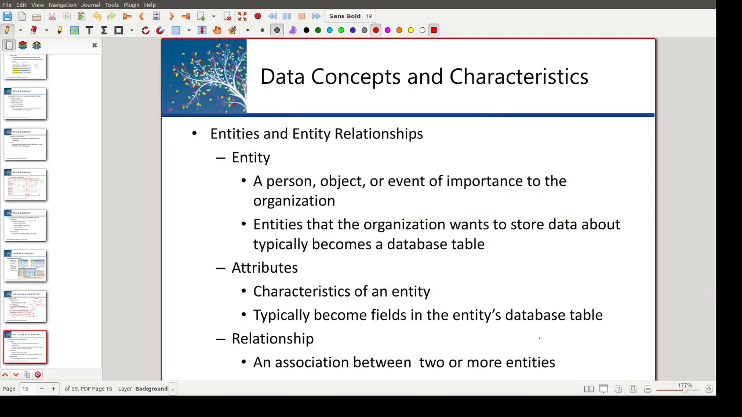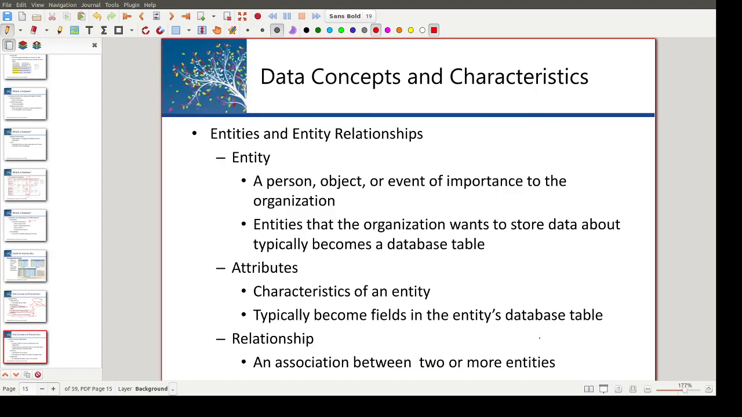Okay. So what are the entity and the entity relationships? If you have a table called student and a table called course, this is an entity and this is another entity, and every entity is described by its attributes. So what is an entity? An entity may be a person, an object, or an event of importance to the organization. Entities that the organization wants to store data about typically become database tables, and every entity has its own attributes. The characteristics of an entity are its attributes, typically fields in the entity's database table.